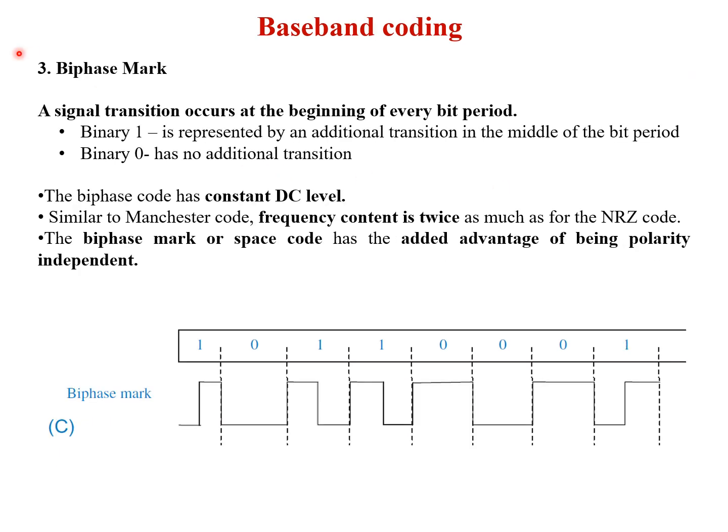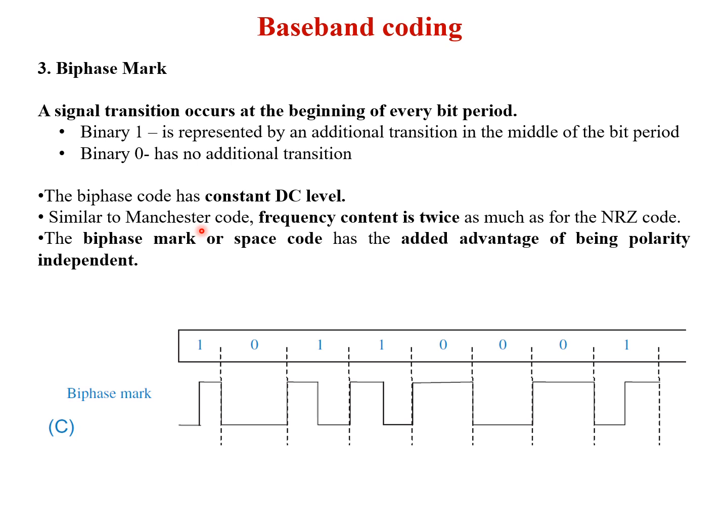Then biphase mark. The next type of encoding technique is biphase mark. The important thing is that there is a transition at the beginning of every bit interval. The signal transition occurs at the beginning of every bit period, and 1 is represented by an additional transition in the middle of the bit period. For 0, there is no additional transition.